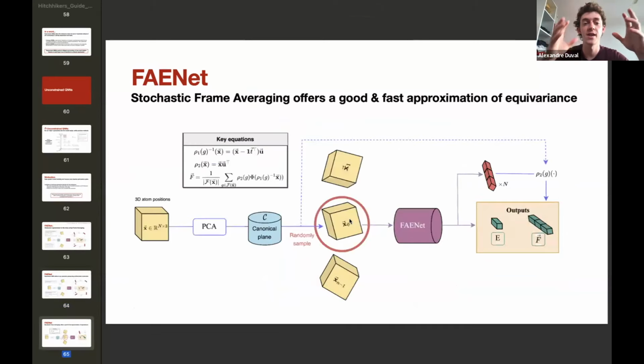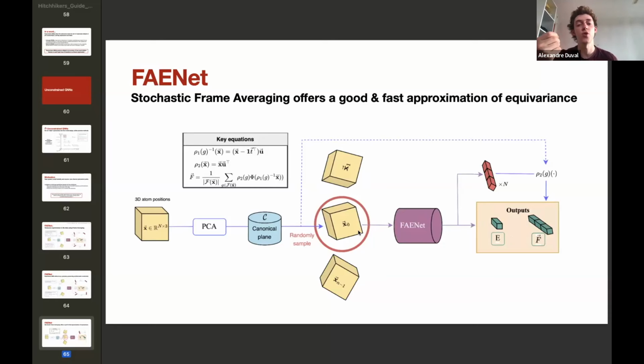And the way to do it is through stochastic frame averaging. That's what we propose to do. And the idea here is instead of computing the predictions for each of the frames, let's pick one at random among the 8 frames during training, and let's compute the FANET or model prediction only on this projected frame. Therefore, you have a prediction, the energy or the forces, which will not be equivariant or invariant, not perfectly, because you don't aggregate the results over all of the frames.